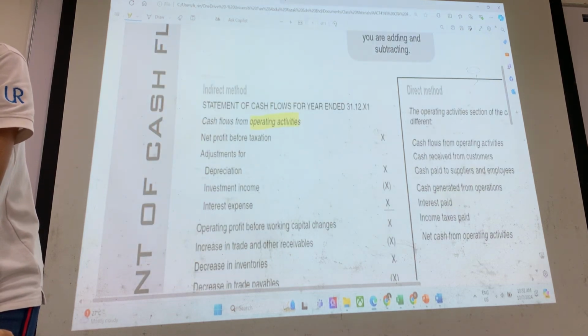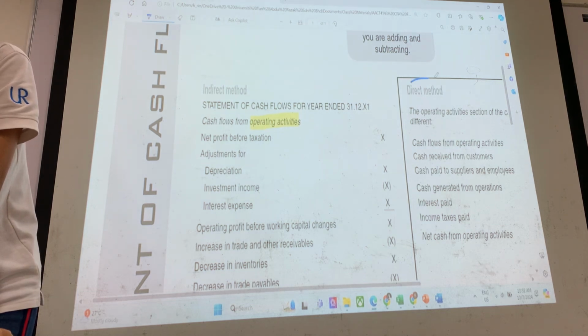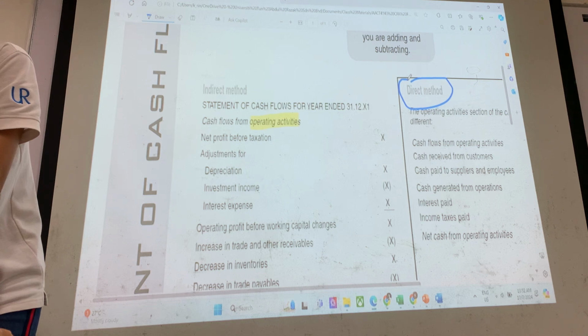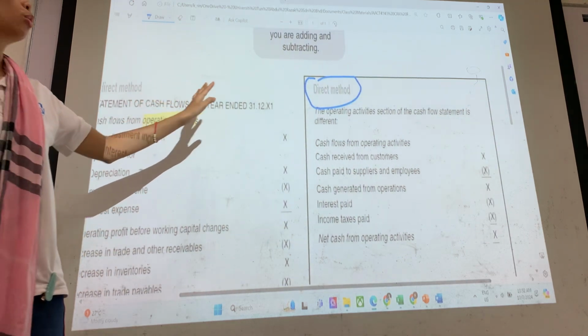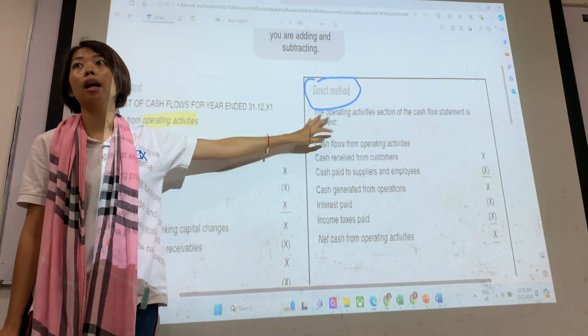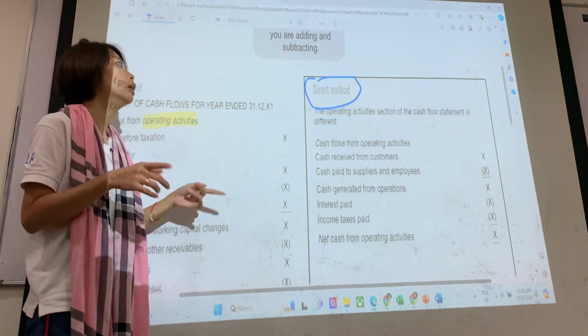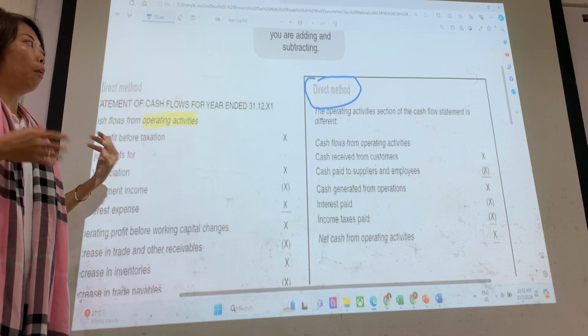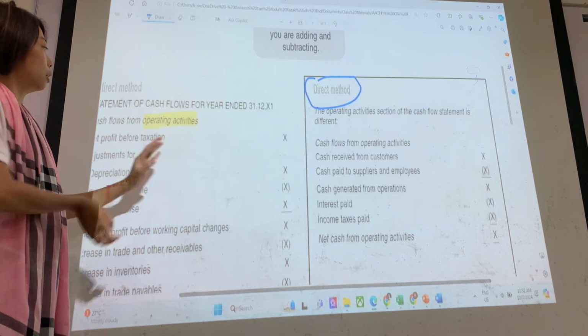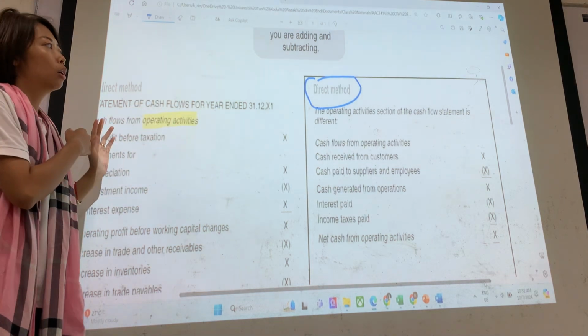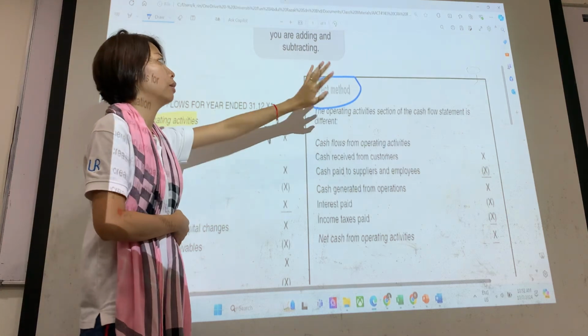Only operating activities, there are two methods. One is the direct method. This one is very popular for exam purpose. One is indirect method. So one more time. This method is only for operating activity. Other activity no method, only one method. So operating activities got direct method and indirect method. A lot of time exam will come out direct method.